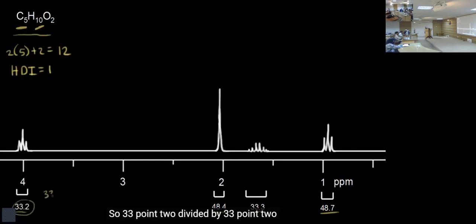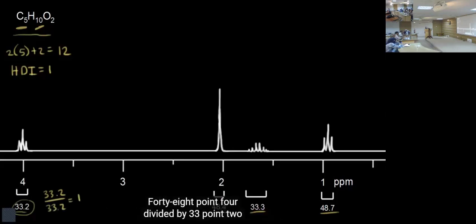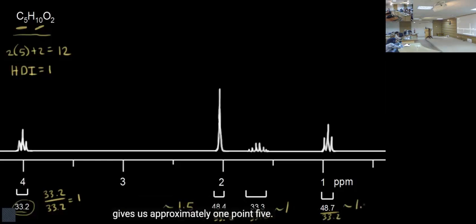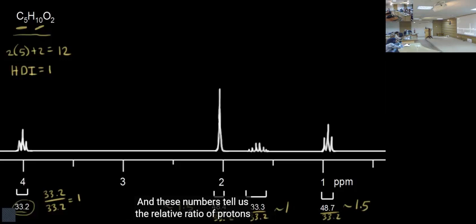So 33.2 divided by 33.2 is obviously equal to 1. 48.4 divided by 33.2 is approximately 1.5. 33.3 divided by 33.2 is obviously very close to 1. And then finally, 48.7 divided by 33.2 gives us approximately 1.5. And these numbers tell us the relative ratio of protons that are giving us these 4 signals.